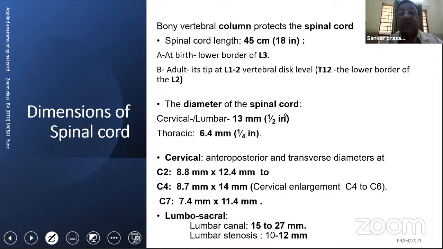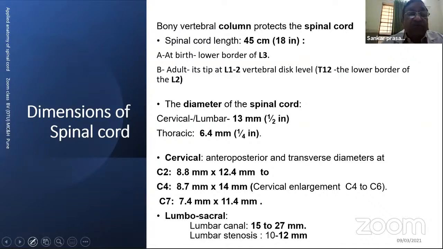Similarly, if the cervical canal diameter goes to less than 8, it causes compression on the spinal cord, causing cervical compressive myelopathy. So that's an understanding you have to develop here about the dimensions of the spinal cord. I hope you are all clear about it now. If there is any doubt at any time, please stop me, raise your hand and ask.